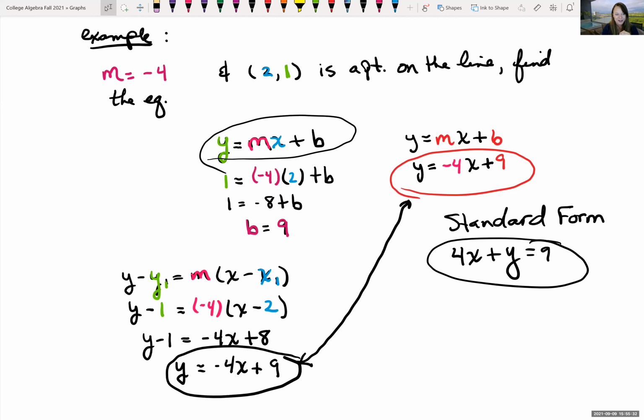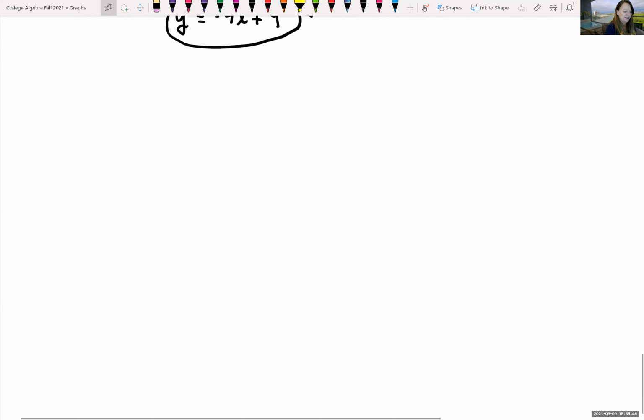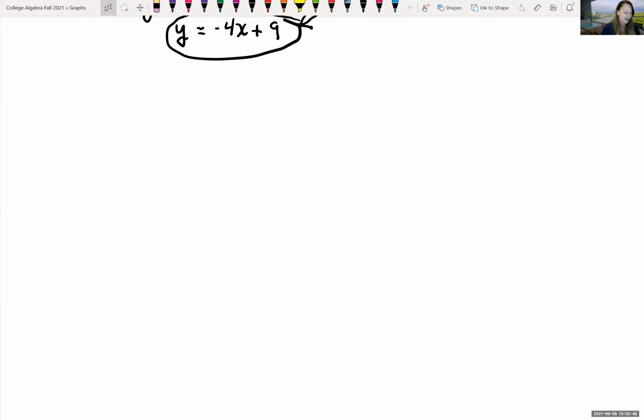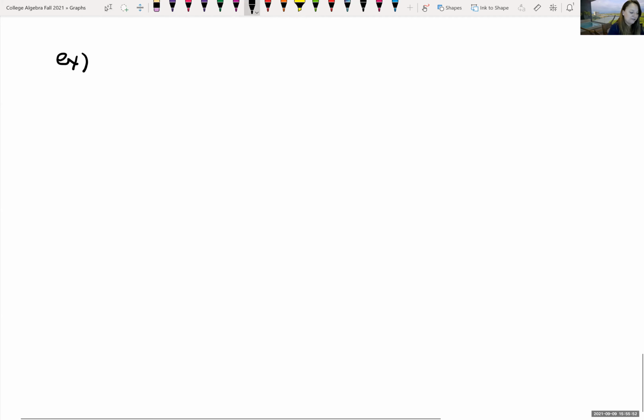So when you're finding an equation of a line, you need two things. You always need a slope and a point. If you're not given those two things, you'll be able to find them. So maybe you're given 2 points and you're trying to find the equation of the line. Well, we know how to find the slope given 2 points, and then we would have our point and the slope.